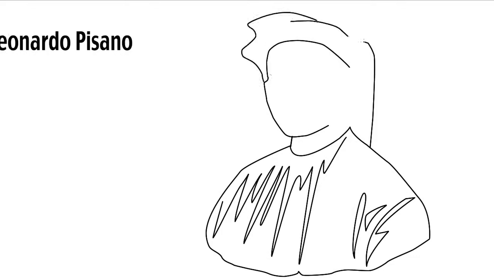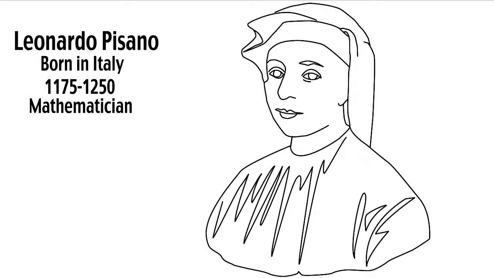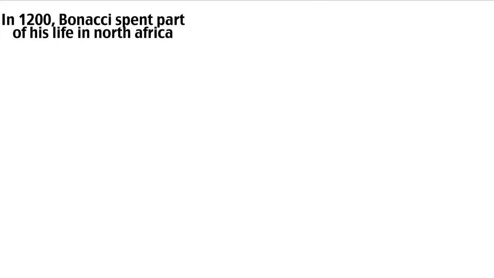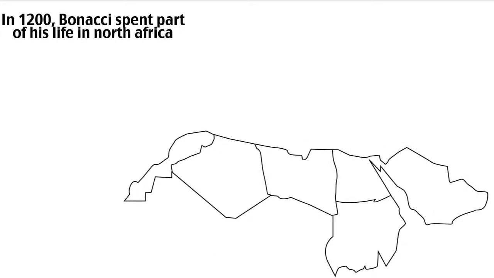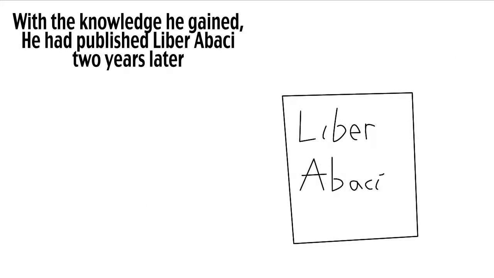A mathematician by the name of Leonardo Pisano was born in Pisa, Italy, in 1175 and died in 1250. In 1200, Fibonacci spent part of his life in North Africa. He went from Italy to Algeria and all over North Africa, to Sicily, and back home to Italy. With the knowledge he gained from traveling, Leonardo published Liber Abaci 2 years after his arrival back home.